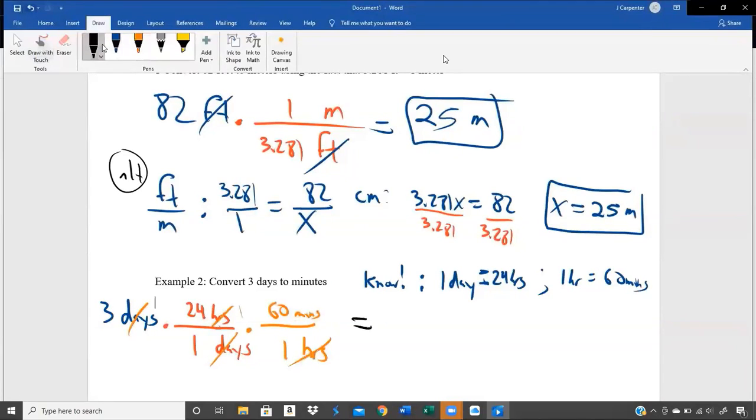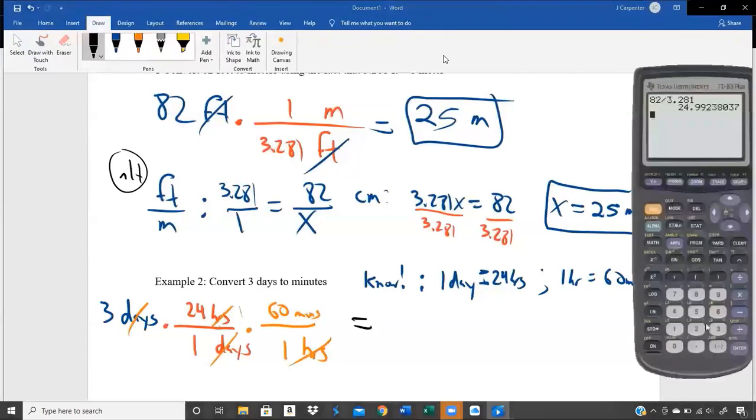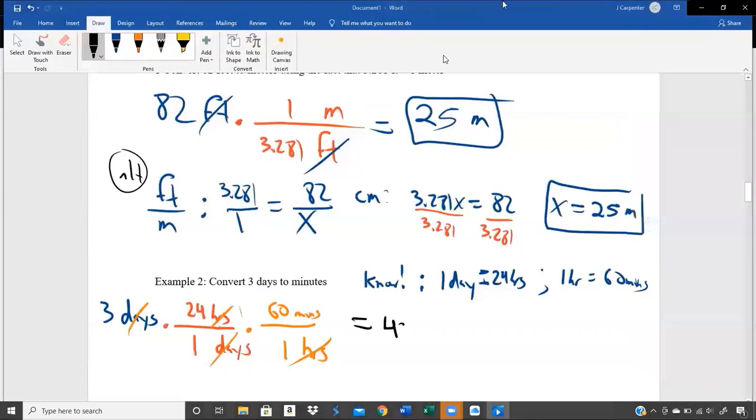We just got to do 3. The 24 is in the top, so times. The 60 is in the top, so times. 3 times 24 times 60. 4320. And then how do I know what the answer of the units are? The units for the answer? Well, the only thing we were left with was minutes. There we go. 4,320 minutes.